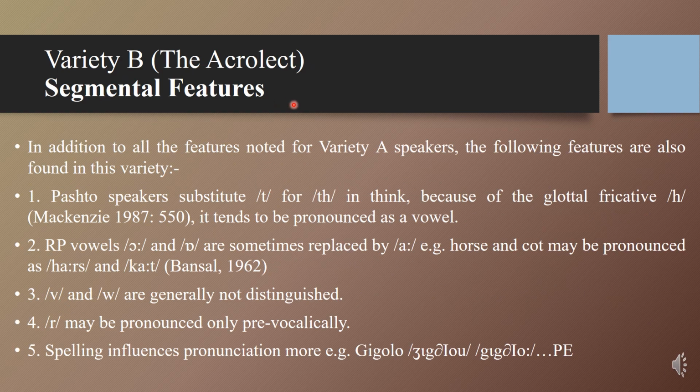Variety B, the Acrolect, segmental features. Variety B is related to the Acrolect, and Acrolect is the standard form of the language. In addition to all the features noted for variety A speakers, means all the features that we have noted are also present in variety B speakers. The following features are also found in this variety.